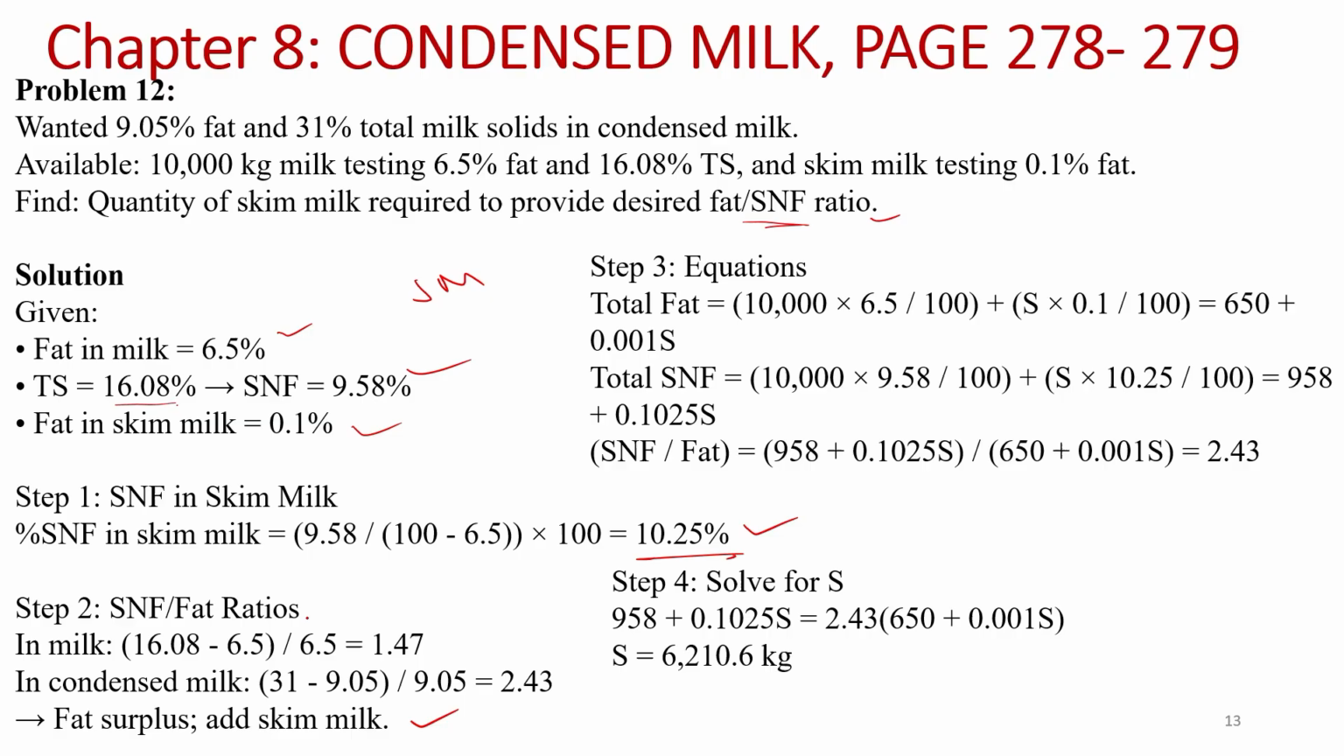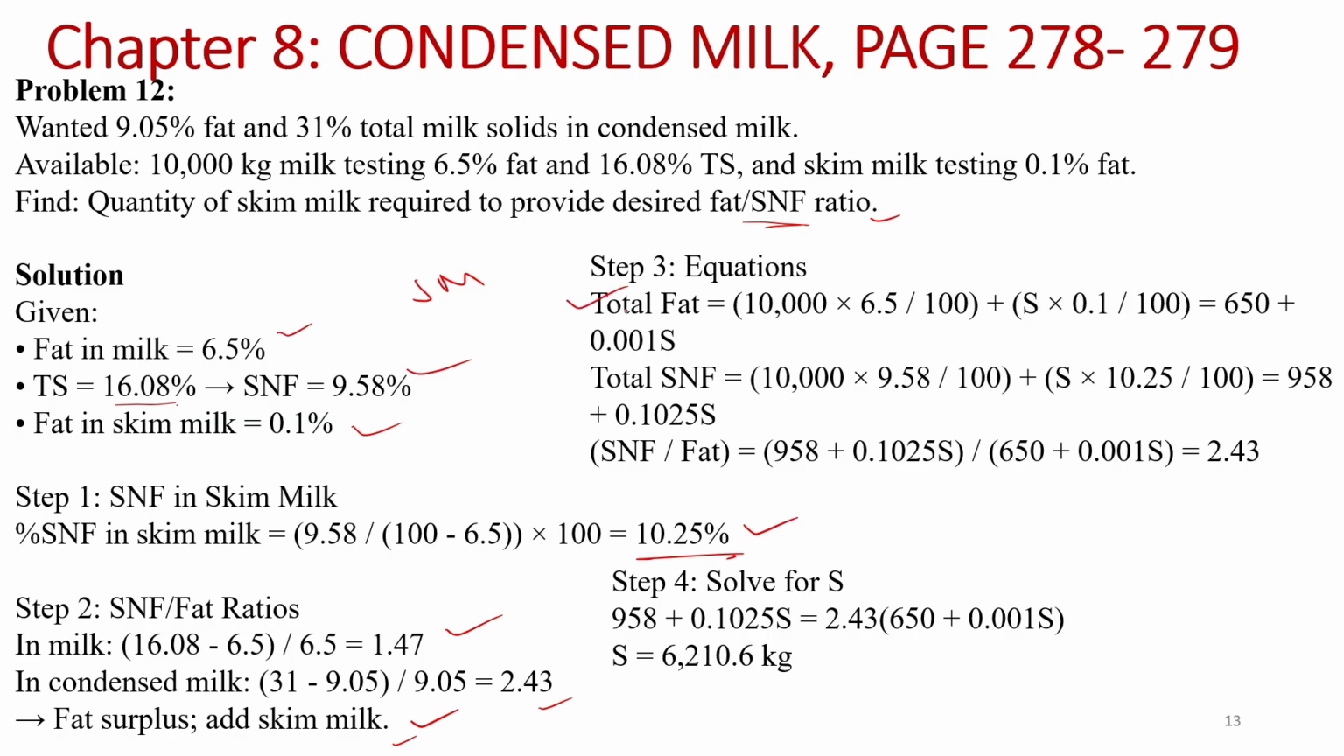Now we calculate the SNF to fat ratio in milk. It is (16.08 minus 6.5) divided by 6.5, this is 1.47, and in condensed milk it is (31 minus 9.05) divided by 9.05, equal to 2.53. So this means in condensed milk SNF is higher compared to that in the milk, and therefore there is a fat surplus, so we will have to add skim milk.